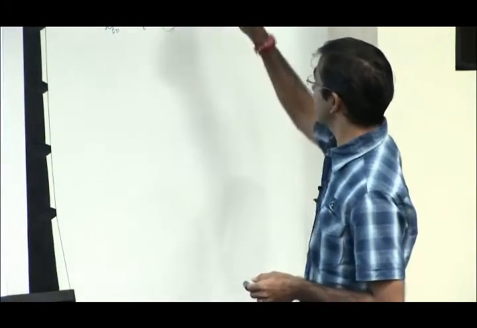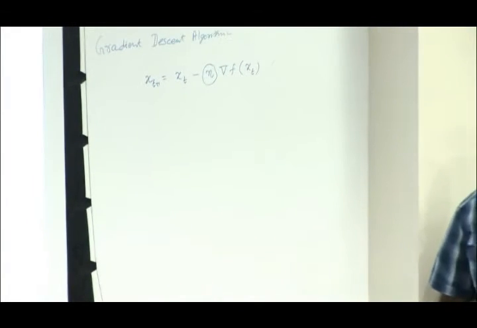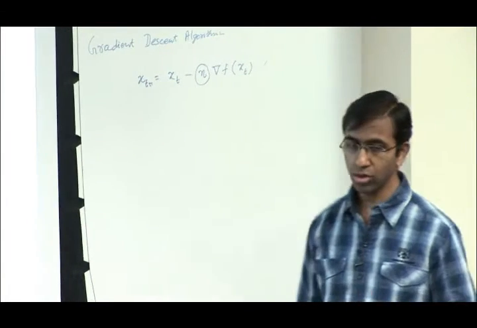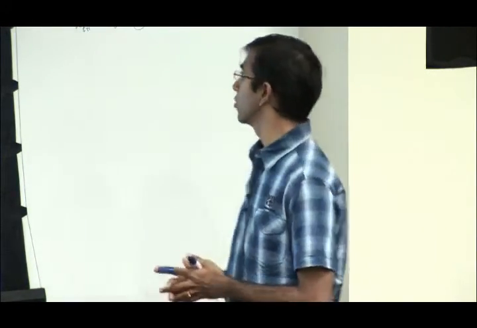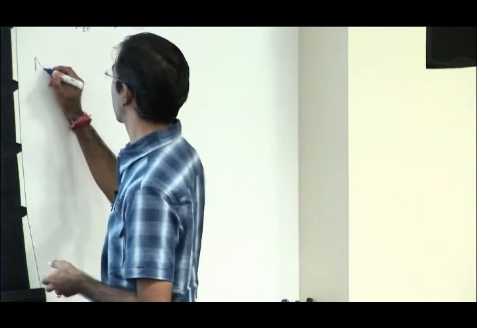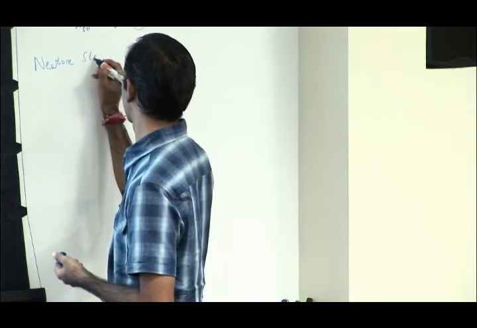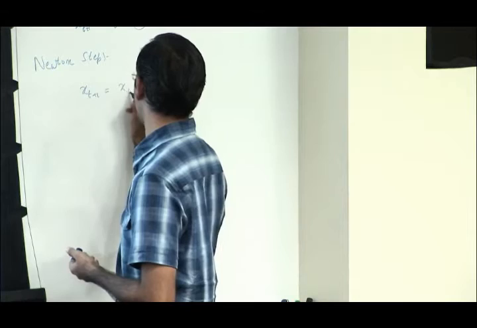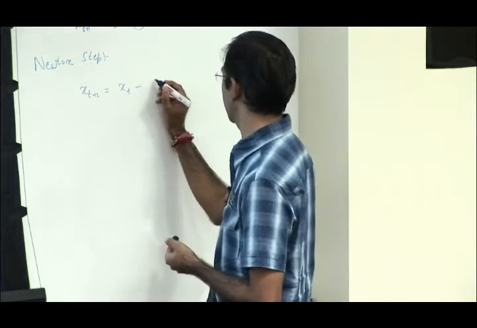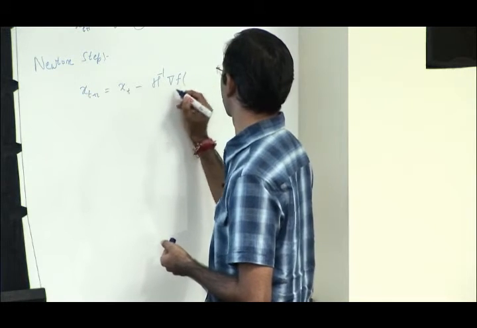So this gradient descent algorithm is only using the gradient of your function. But you can have more information about your function, right? You can use the gradient of your gradient. That is, you can use second order information about your function, which gives you something called the Newton-Raphson method or Newton step. That is given by x(t+1) equals x(t) minus Hessian inverse times the gradient at x(t).